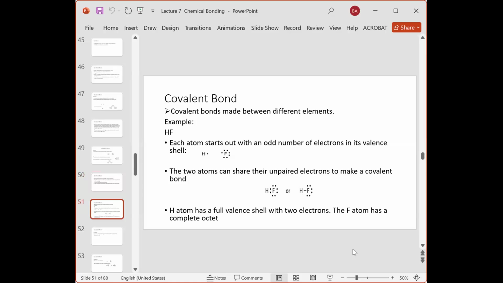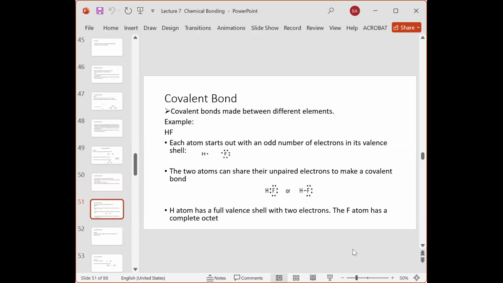So the covalent bond that we showed before was between just the same element, same atoms. But in this case, the covalent bond can also happen between different atoms.